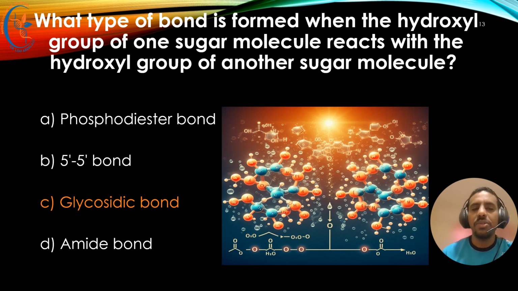Actually, when the hydroxyl group of one sugar molecule reacts with the hydroxyl group of another sugar molecule, a glycosidic bond is formed. This reaction results in the release of a water molecule and the creation of an oxygen bridge between the two sugar molecules. This process is known as dehydration synthesis or a condensation reaction. All right, let's move on.